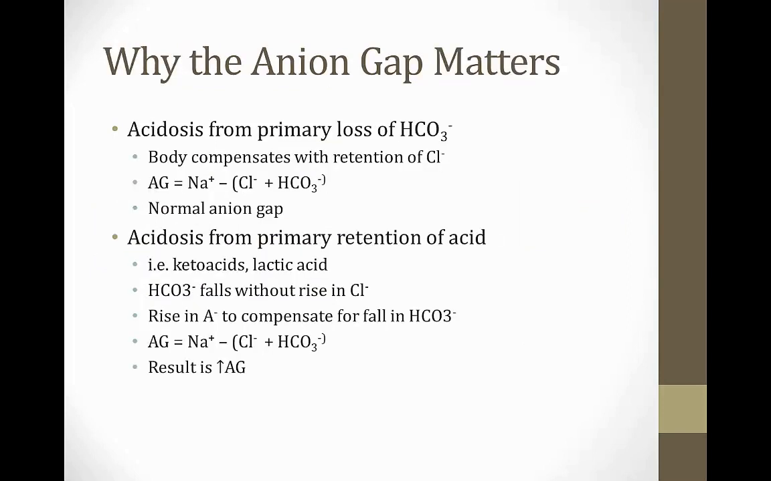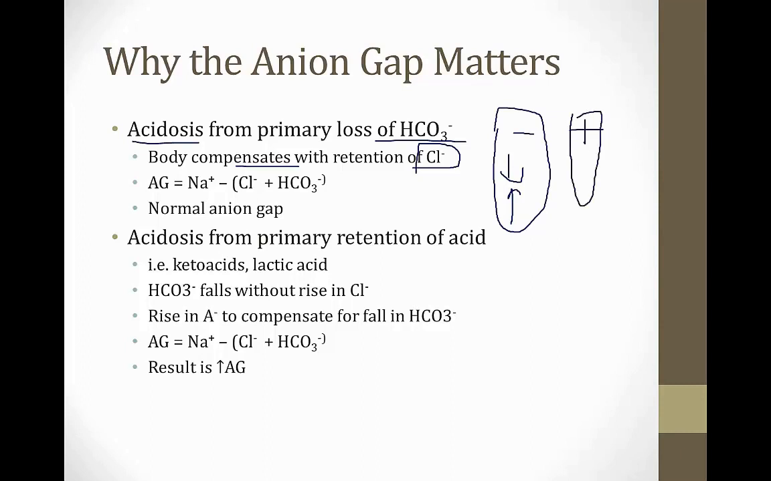So why does the anion gap matter so much in acid-base disorders? Well, the answer is because the anion gap splits metabolic acidosis cases into two distinct groups of causes. If you have an acidosis primarily from the loss of bicarb, the body will compensate with retention of chloride. Remember, the number of negatively and positively charged molecules has to stay equal in the plasma. So if you lose bicarbonate, the body will compensate by increasing the amount of chloride, and this maintains an equal amount of negatively charged molecules to compensate for the positive ones.